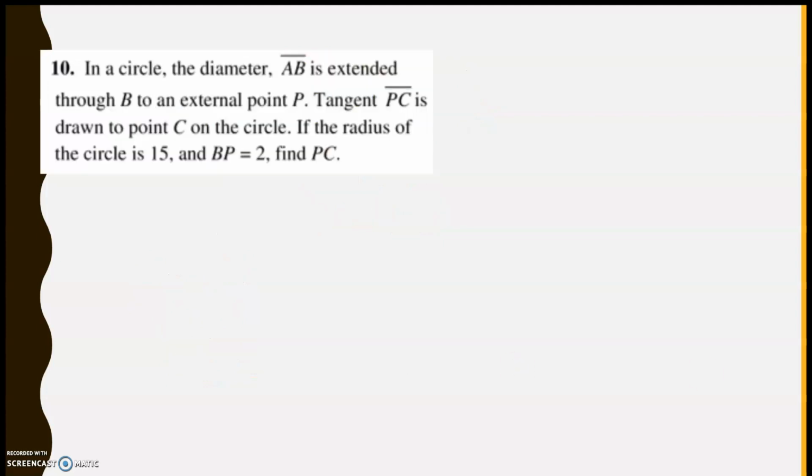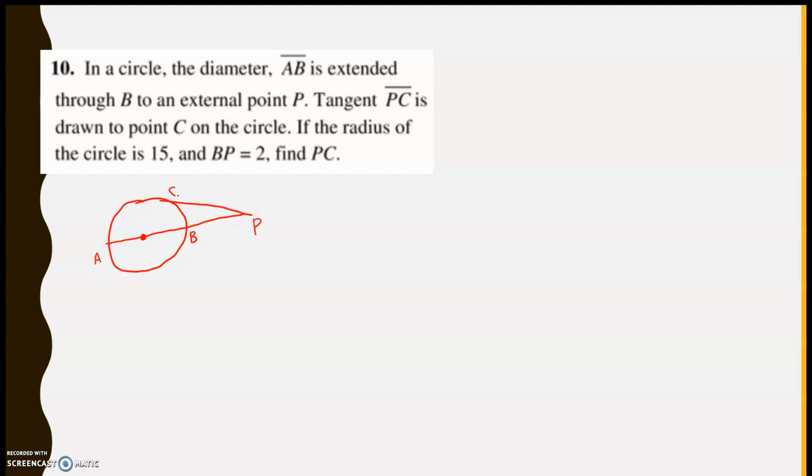And number 10. You had to draw your own picture here. They're saying that in our circle we have the diameter AB extended through B to an external point P. So here is my B, and here is my A. It also tells us that P goes to C, that's tangent to my circle. So it comes out here, and there's my C.